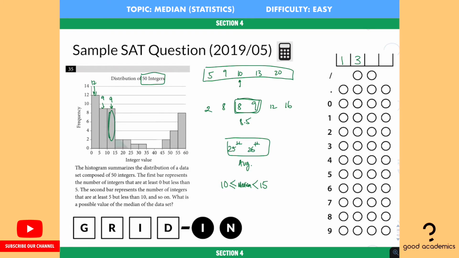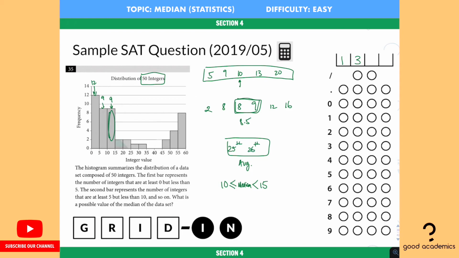Now, the accepted answers are 10, 11, 12, 13, and 14. If you put down any one of these 5 numbers, it's all good. You got the credit. You got the point. Making sure that you know what median is is very important, and making sure that you know what happens when you have an even number of data points in a data set. How are you going to approach that median? That's also very important.